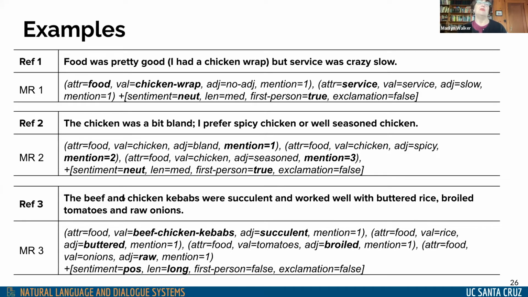And similarly, this one illustrates this noun compound thing. Again, we infer that beef chicken kebabs is a particular kind of food entity. And then we get the adjective succulent here. We get the adjective buttered for the rice, buttered rice, and broiled tomatoes and raw onions. So we get all these adjectives here, and we have a positive sentiment. It's long, it doesn't have a first person, and the exclamation is false.